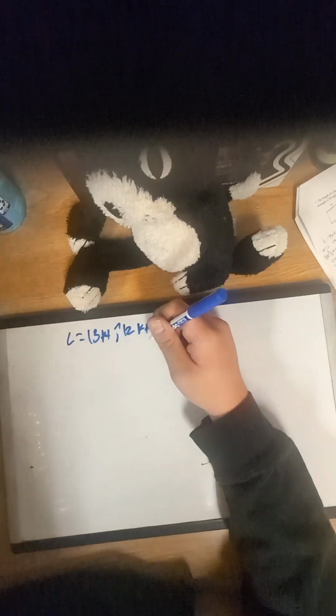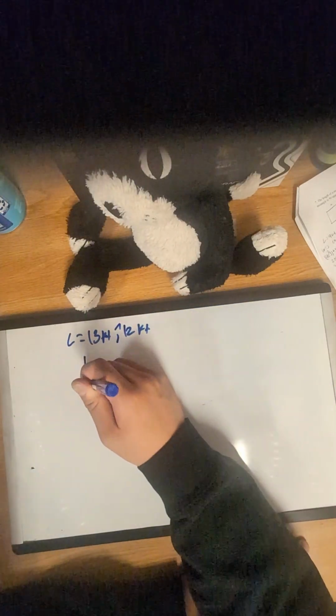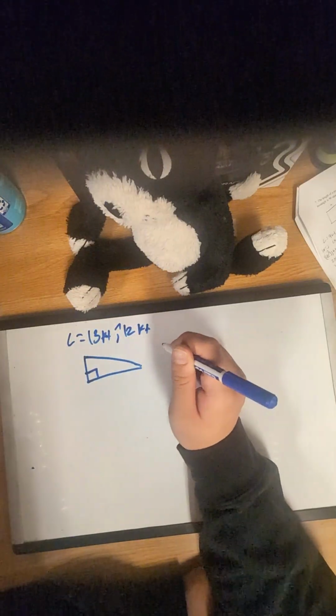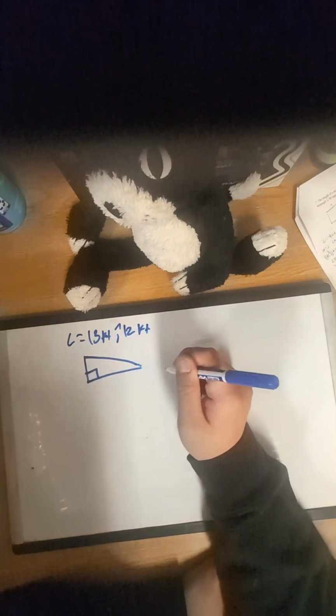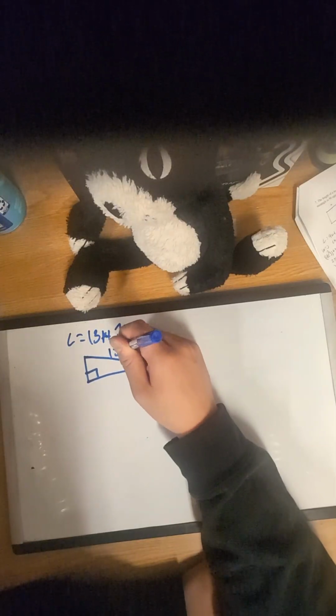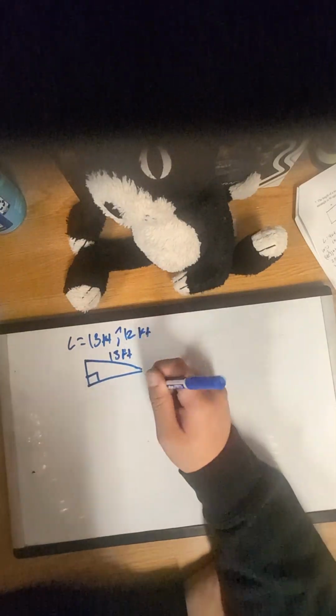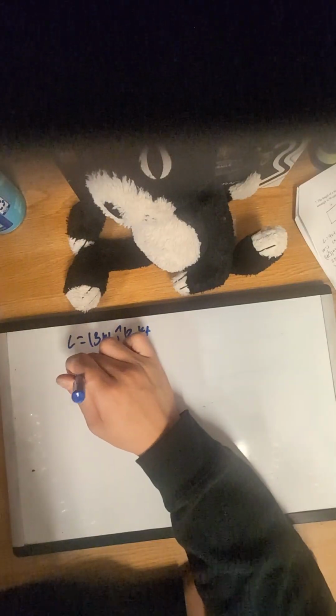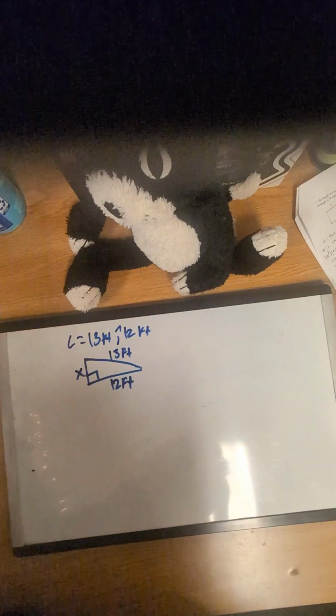So, we can draw this as a triangle. Here's a ramp, and the length of it is 13 feet. So, the longest part right here. Its horizontal distance, or this way, is 12 feet. And we're looking for its vertical distance, which we'll set as x.